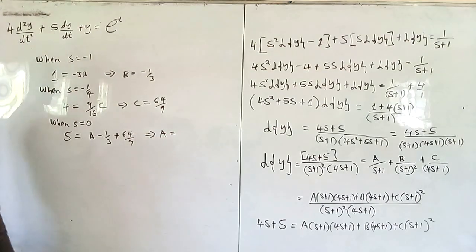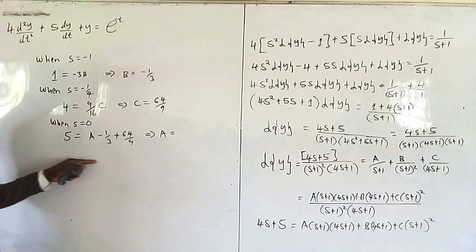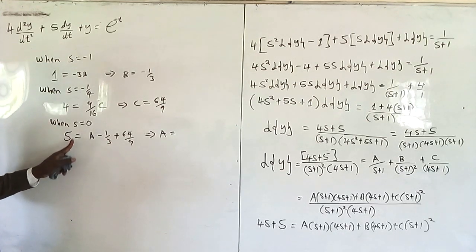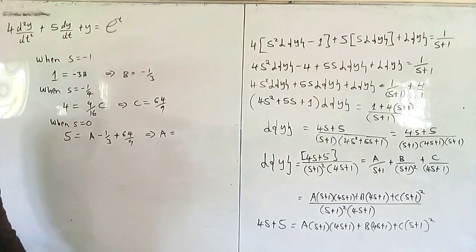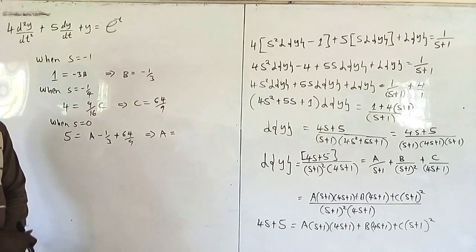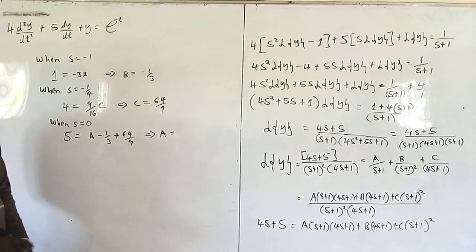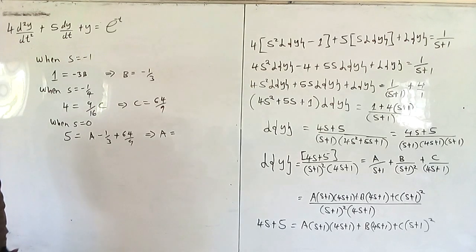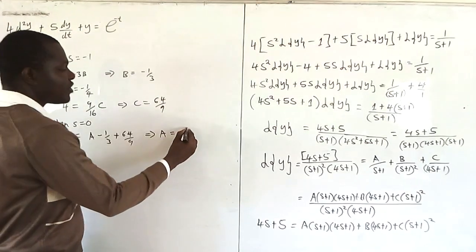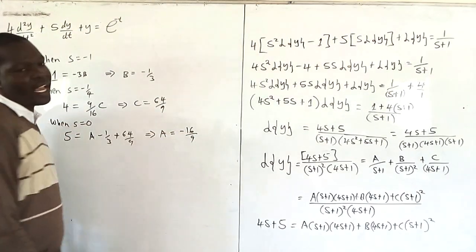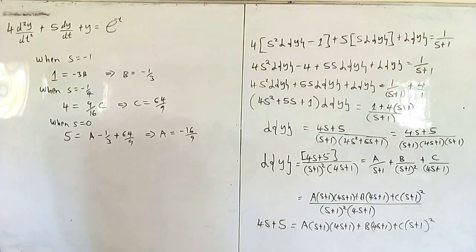So what is a? It is 5 minus negative 1 over 3, which is 5 plus 1 over 3. Then minus 64 over 9. What do you get? We get negative 16 over 9. So we found the value of A, B, and C, isn't it?